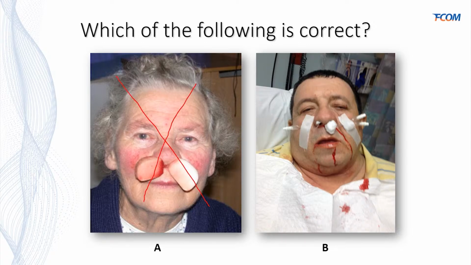You can see from the bleeding, it's mostly anterior. The image on the right is a patient that required bilateral nasal packing to apply pressure to the contralateral side after we controlled his blood pressure and gave a blood transfusion.